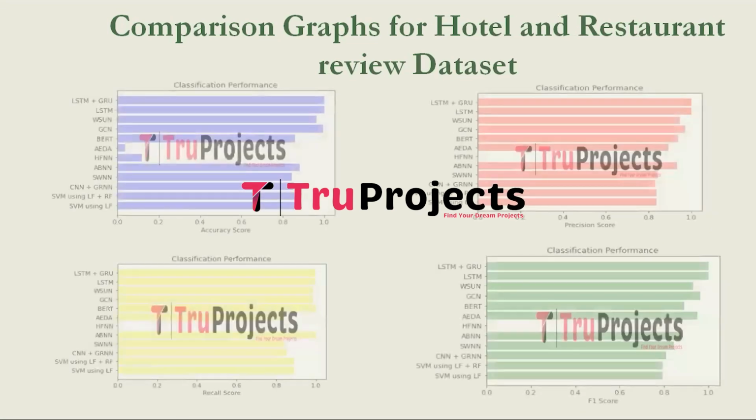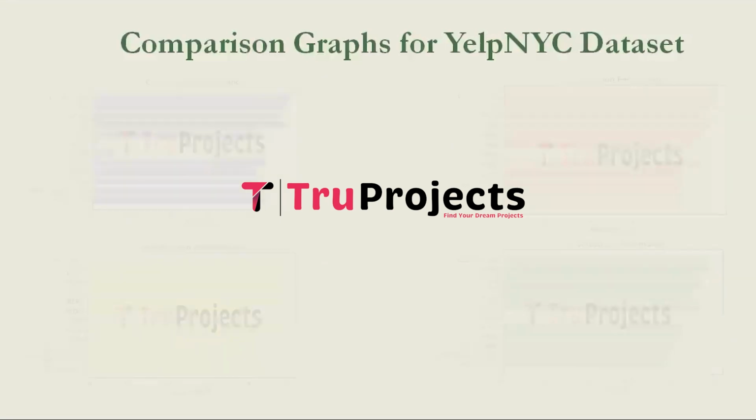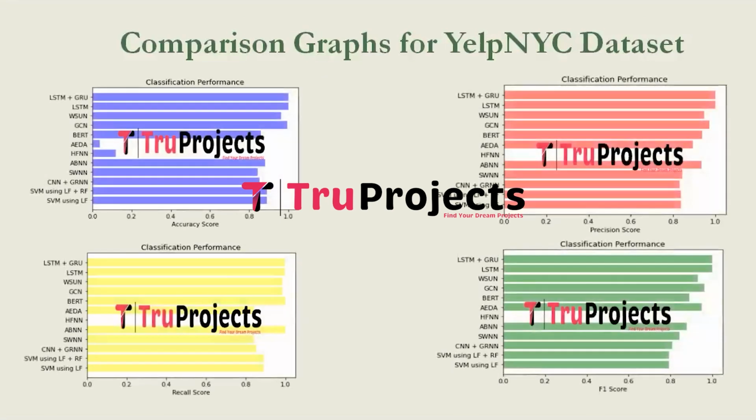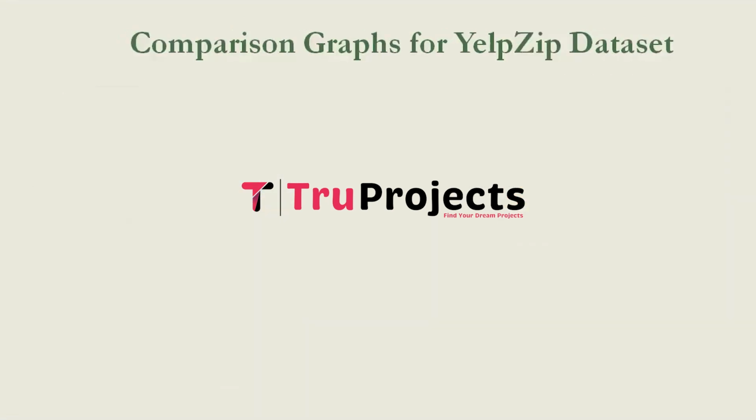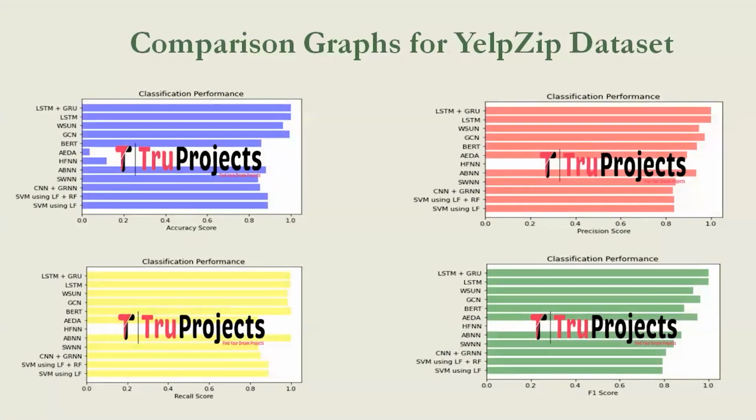Here we have comparison graphs for the hotel and restaurant review dataset. These are the comparison graphs for the Yelp NYC dataset. These are the comparison graphs for the Yelp Zip dataset. The algorithm which performs well in all these metrics will be used for the prediction.